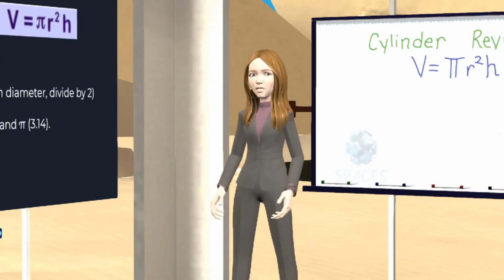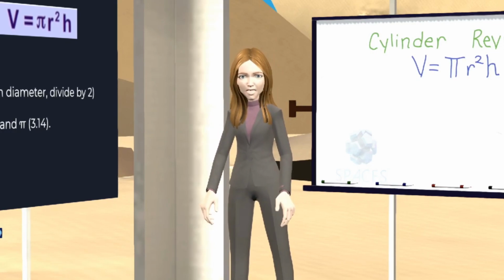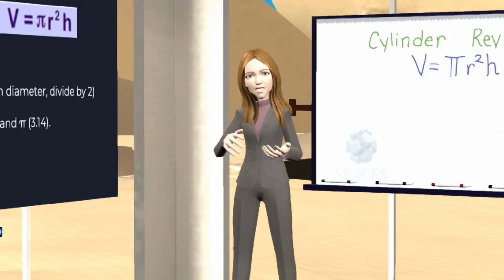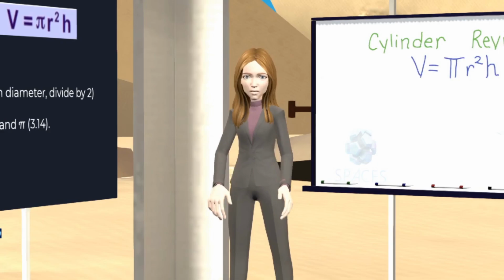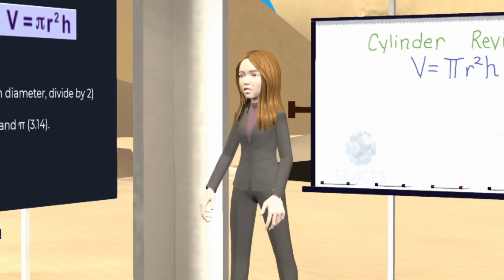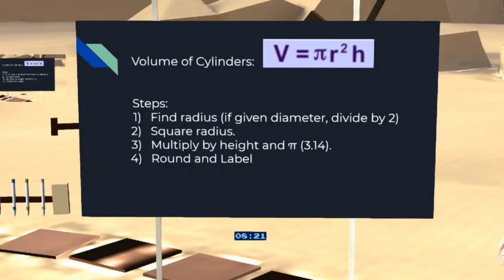So the base of a circle, to find that area, it would be pi r squared. And how do we make that 2D area of a circle into 3D? We multiply by the height of the cylinder. And so our equation for cylinders is pi r squared times height. So step one would always be to find the radius. If you're given diameter that goes all the way across the circle, you divide that number by 2.